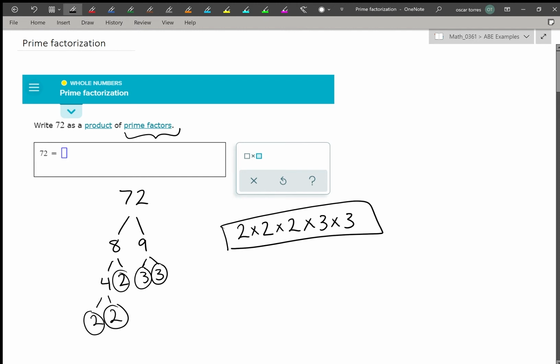So the idea behind this answer is that all of our numbers are prime numbers. And if we take their product, if we multiply all of these numbers together, we end up getting 72. If we want to double check it, 2 times 2 is 4, times another 2 is 8, times 3 is 24, times another 3 will in fact give us 72 as an answer.